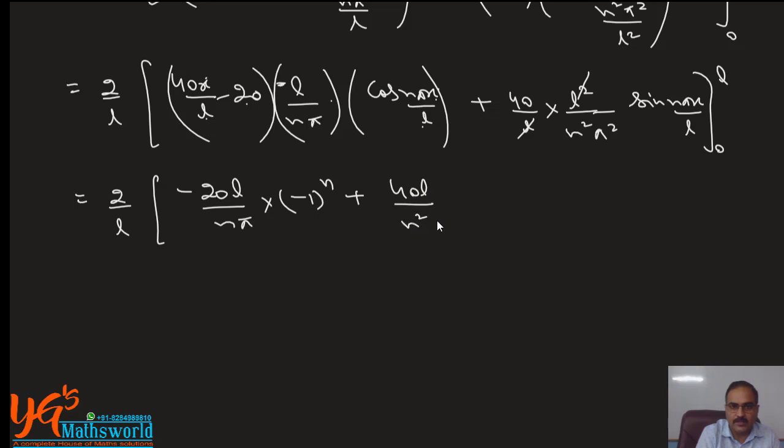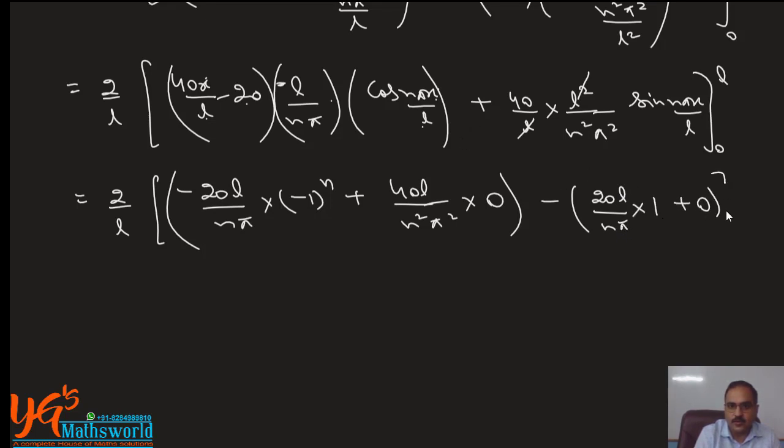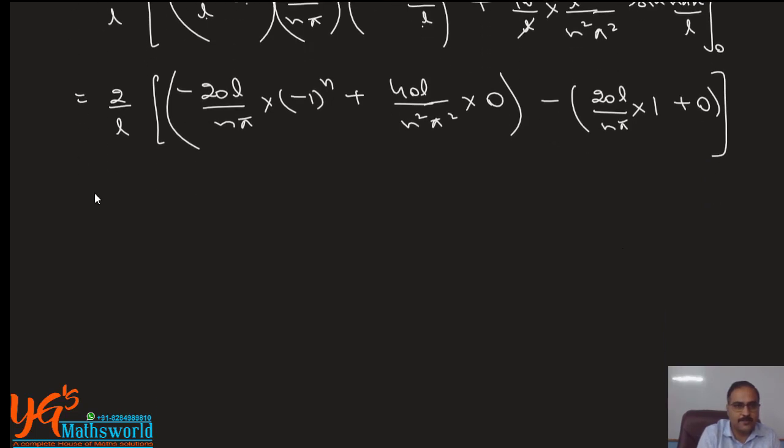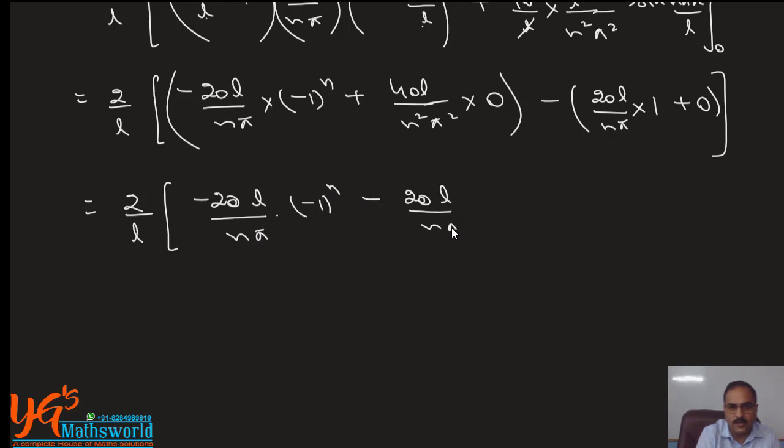L and L cancel out. So 40 L over n square pi square. Sine of n pi, that will be 0. That is the upper limit minus lower limit 0. 40 into 0, 0. 0 minus of 20 minus 20 and minus L, so it will be positive 20 L over n pi. Cos 0 will be 1 plus sine 0 will be 0. So this step will reduce to 2 by L, minus 20 L over n pi, minus 1 raised to power n, minus 20 L over n pi.